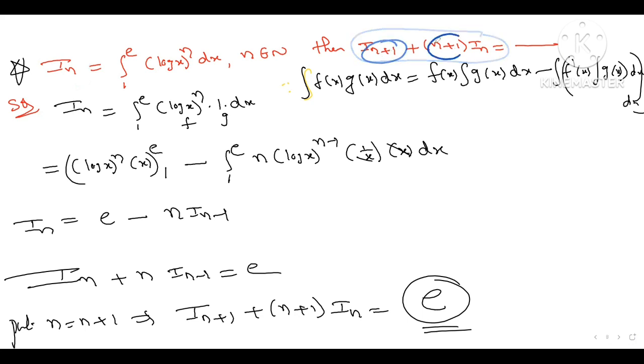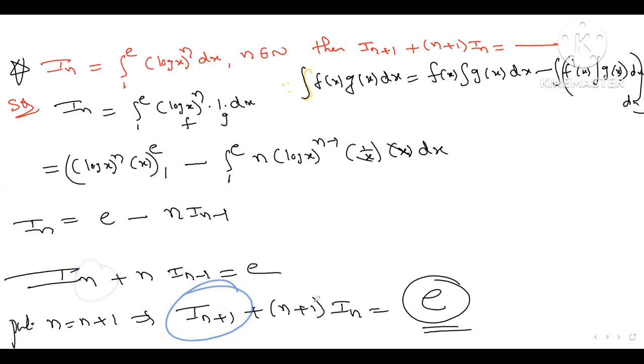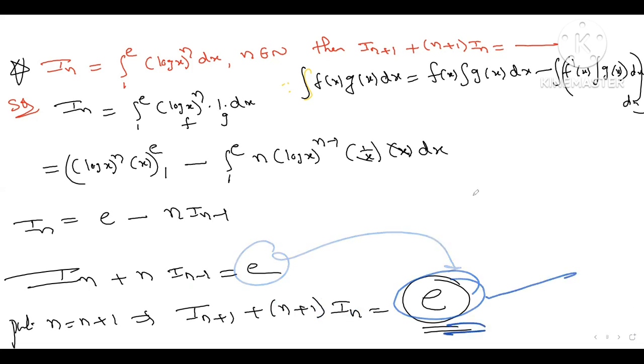But from the statement, let us observe, this is required: here n plus 1, here n plus 1. So put n as n plus 1 and substitute. I(n plus 1), here n becomes n plus 1. I(n minus 1), here n becomes n plus 1 minus 1, the 1 cancels, and we get I(n). So on the left side, substituting n as n plus 1, we have I(n plus 1) plus (n plus 1) into I(n) is equal to the same answer, e. What is the answer here? e.